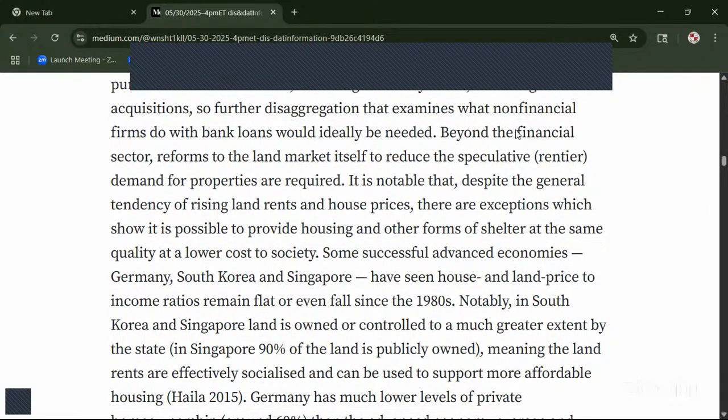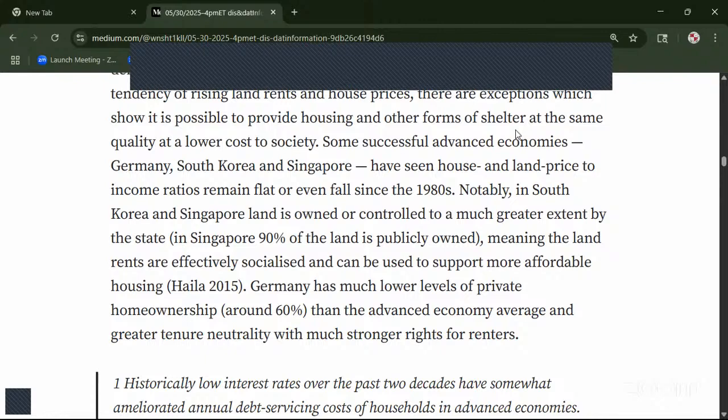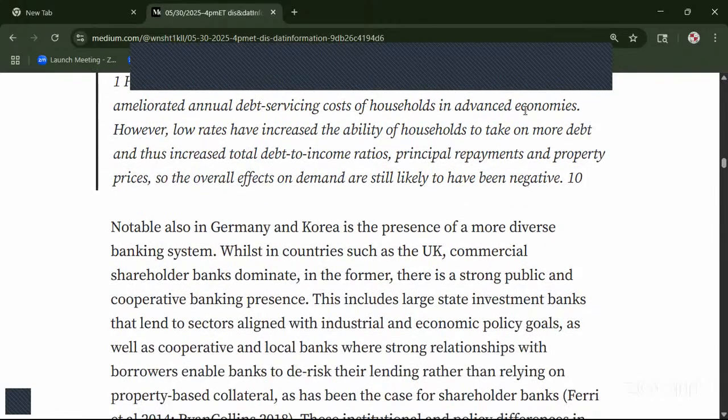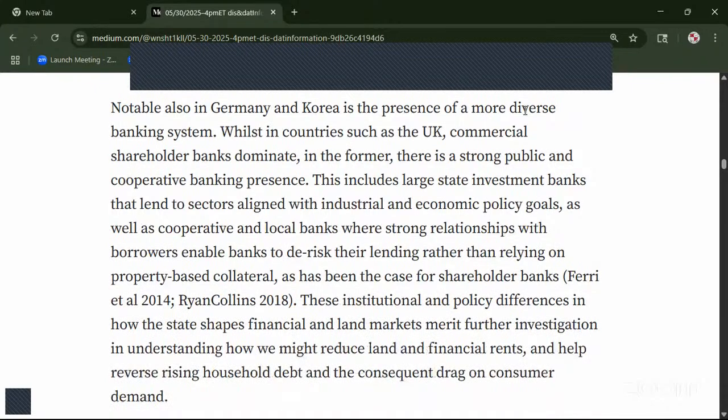Notably, in South Korea and Singapore, land is owned or controlled to a much greater extent by the state. In Singapore, 90% of the land is publicly owned, meaning the land rents are effectively socialized and can be used to support more affordable housing. Germany has much lower levels of private home ownership, around 60%, than the advanced economy average, and greater tenure neutrality with much stronger rights for renters. Notable also in Germany and Korea is the presence of a more diverse banking system. While in countries such as the UK, commercial shareholder banks dominate, in the former, there is a strong public and cooperative banking presence.